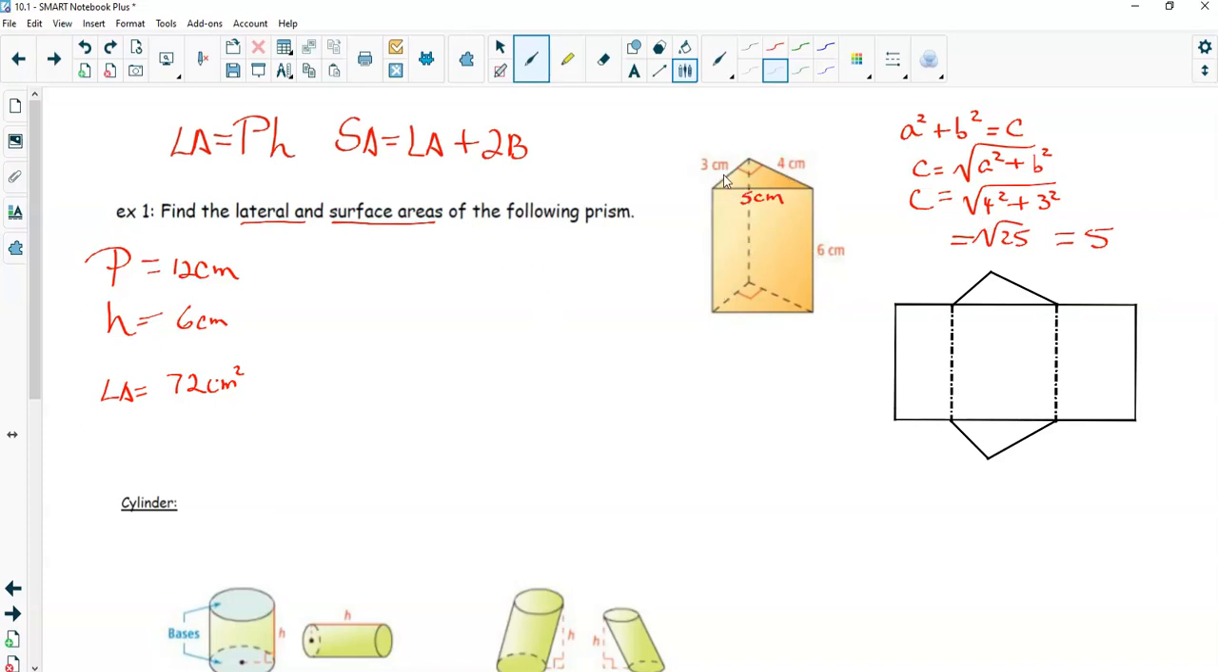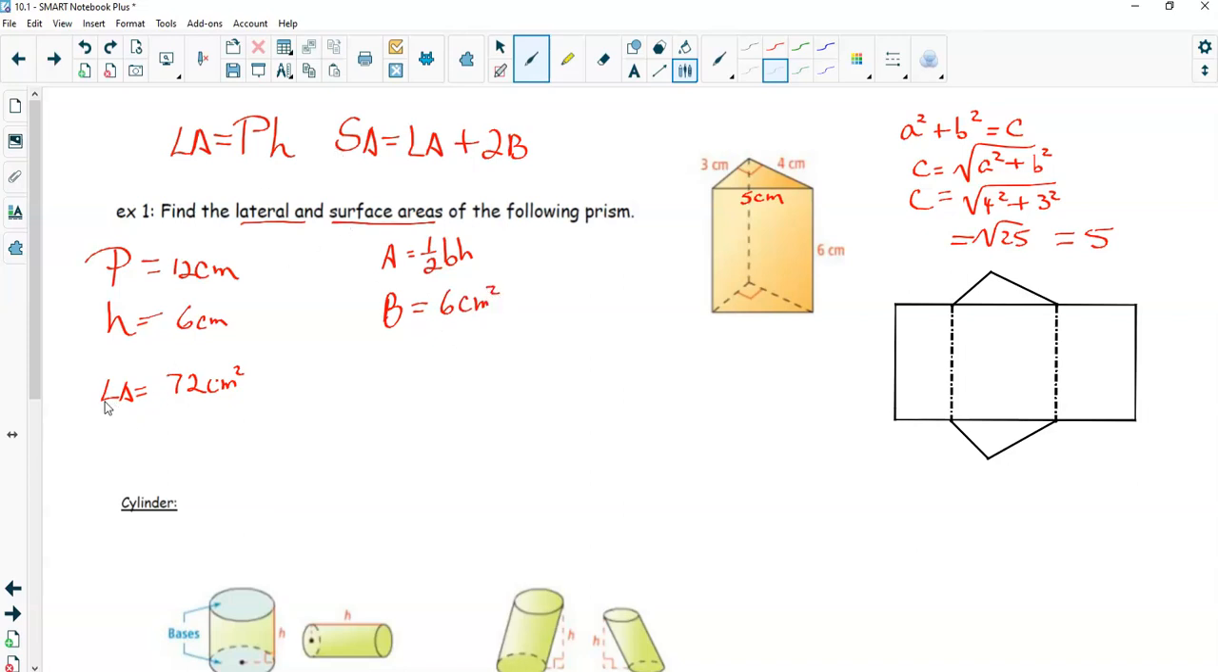okay? Notice the area of the base, since the base is a triangle, and the area of a triangle is 1/2 base times height. The base is 3, the height is 4, so the big B right over here is this area of the triangle. So 3 times 4 is 12, divided by 2, or half of 12, is 6 square centimeters. So now I have everything I need.